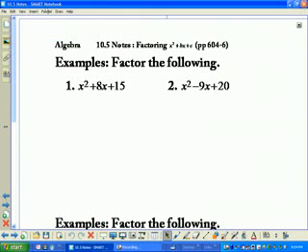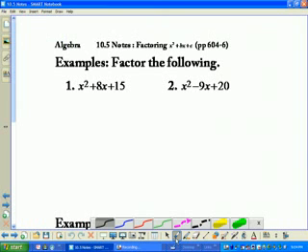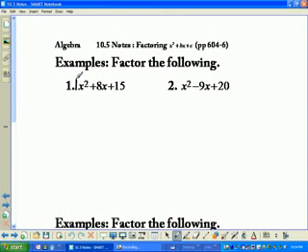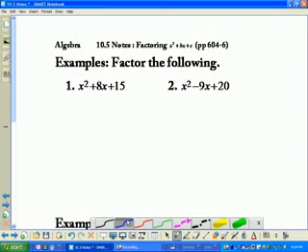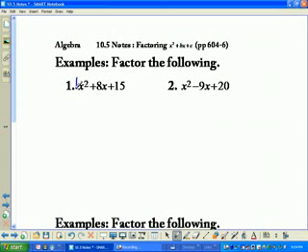Hello, today we're going to be looking at factoring quadratics, and all of the quadratics we're going to factor today are going to have a leading coefficient of 1. Remember, a leading coefficient means the number in front of the leading term, the one with the biggest exponent, and it is going to be 1. And we're going to look at these in standard form.